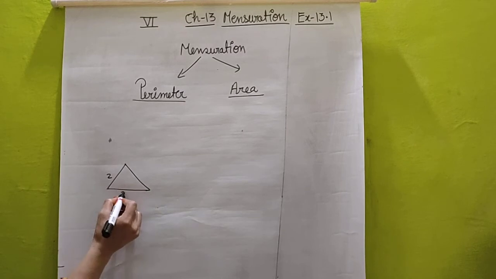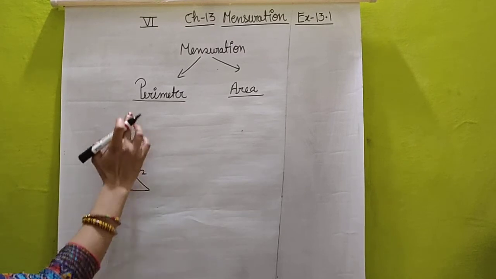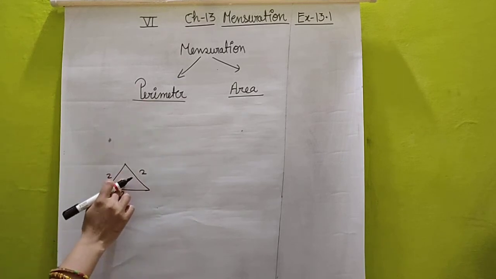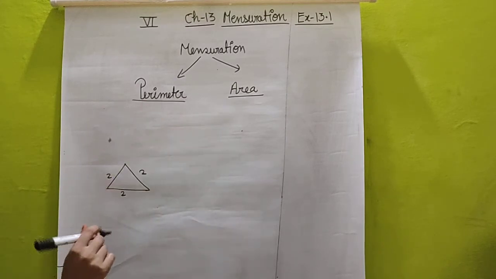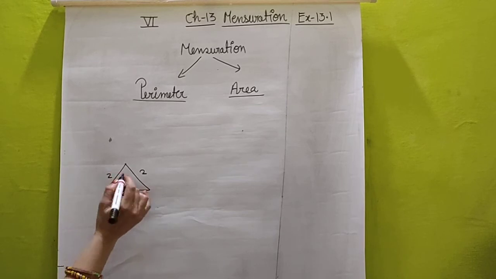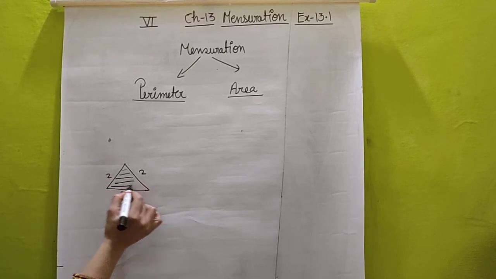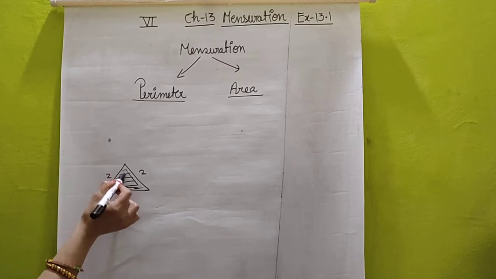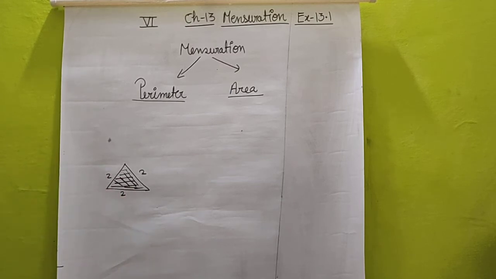Suppose this is 2, this is 2 and this is 2. Then the perimeter will be 2 plus 2 plus 2. It will be the perimeter. And what about the area? Area will be the surface inside of the given region. This will be the area. Okay students?